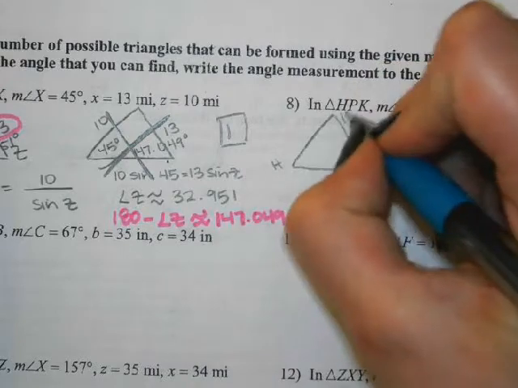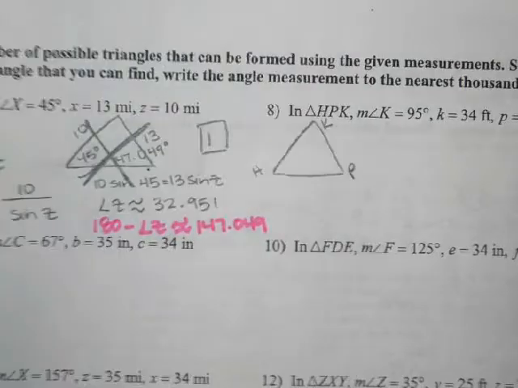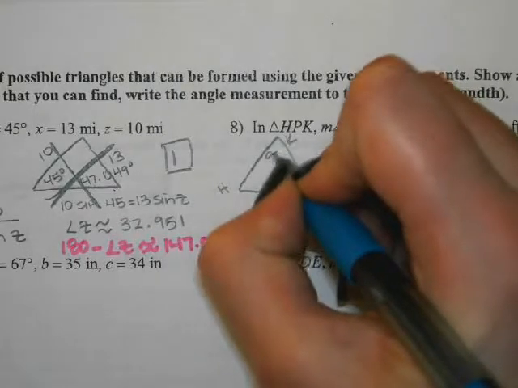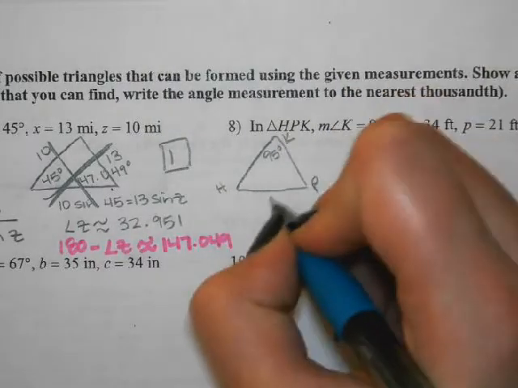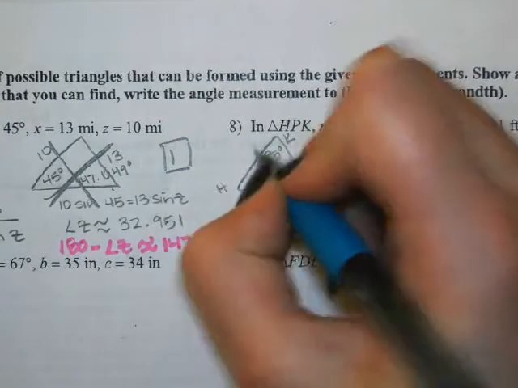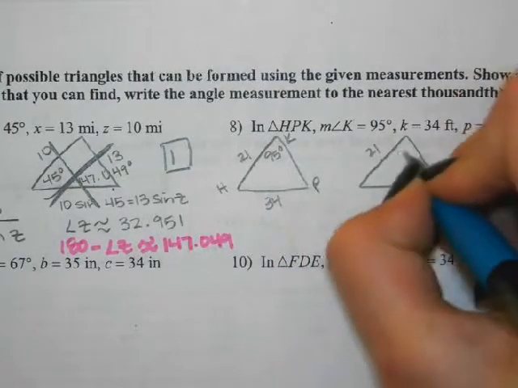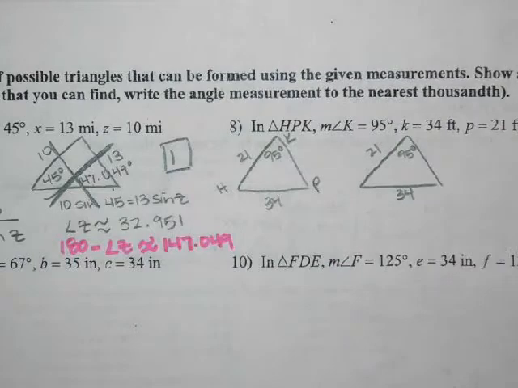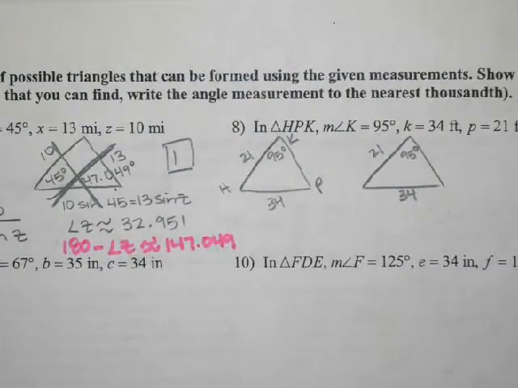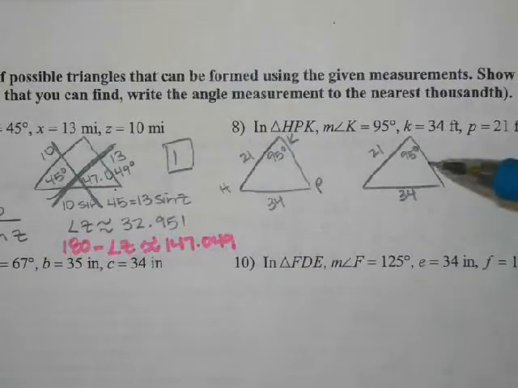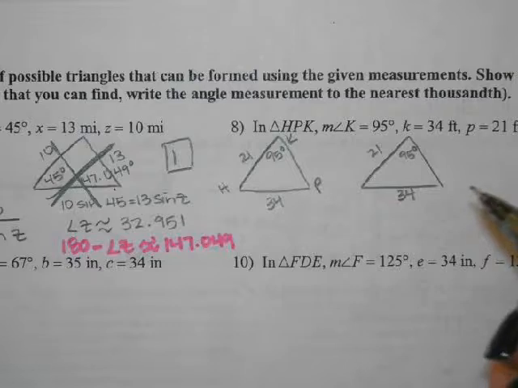So H, then K, then P if we go alphabetical. K is 95. Side K is 34. P is 21. So I could see that the information they gave us is two sides and the angle that is not in between them, which means that what they gave us was angle side side. So two sides and an angle that was not in between them. That means I was looking at the ambiguous case. That's why I drew two triangles. Okay? So how do I start it?